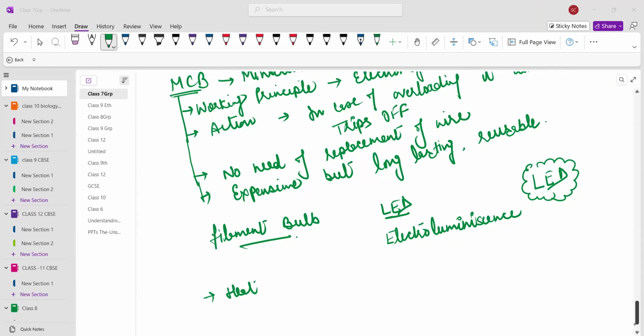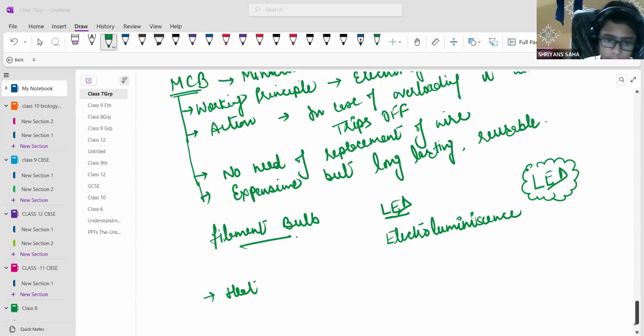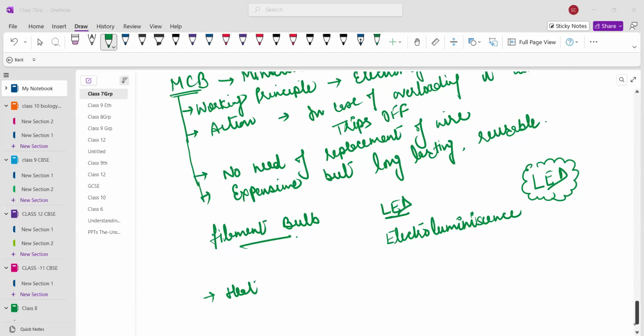Next is power consumption. Who is taking more power? Filament bulb. Yes, filament bulb is taking more electricity, more power.